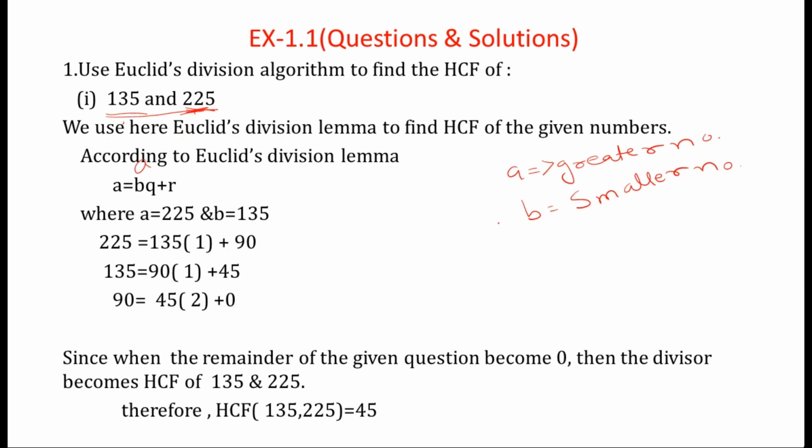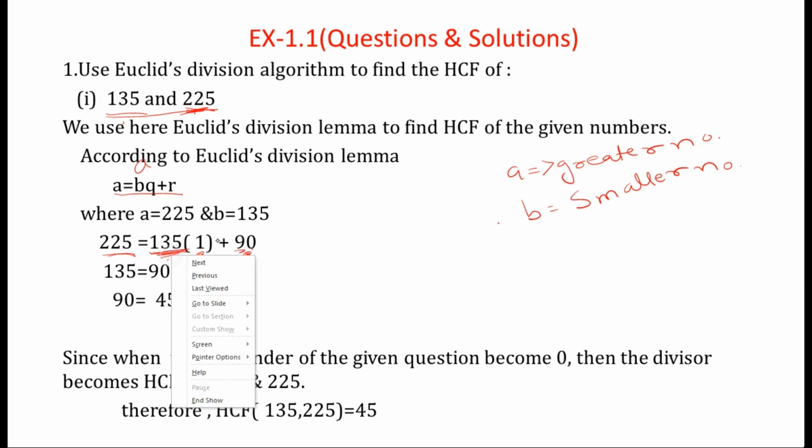Now, using Euclid's division lemma, we have the formula a equals bq plus r. We put the values of a and b in a equals bq plus r. Here we have taken a equals 225, b as 135. We divide 225 by 135. We get quotient as 1 and remainder as 90. Now in the next step, we compare 135 and 90, taking a as 135 and b as 90.